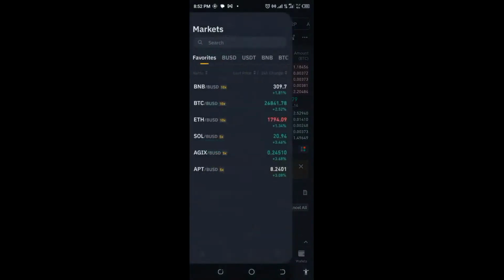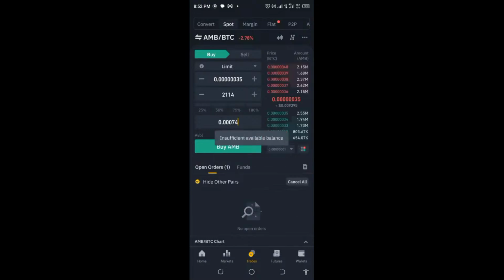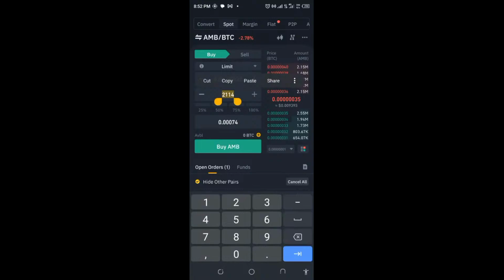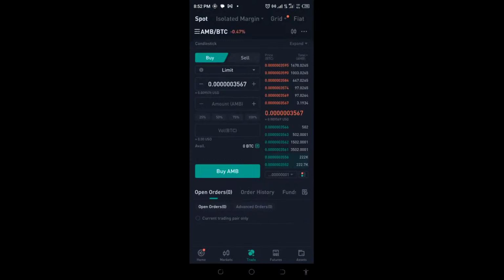Copy that and go all the way to AMB BTC and buy that right away. Okay, so we have 2114. Let's copy that. All right, so we've copied it. Let's go over to KuCoin and see what we will get. What do we have here? It's 3567. Let's hope there's profit here.